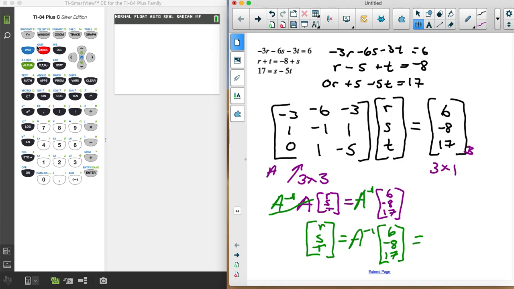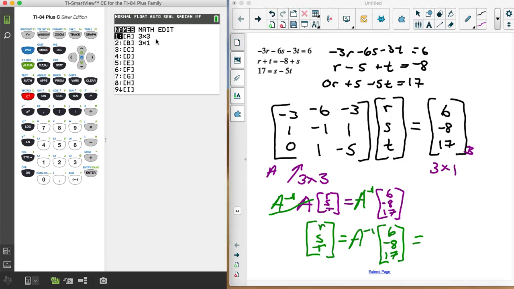And so we're going to go back to our matrix. We're going to hit second matrix. Now I want to work with matrix A first. I'm going to hit enter. I want to get the inverse of the matrix, so I do not hit second. I'm going to hit inverse, so it's x to the negative 1. And so this is telling me to find the inverse of A. And I'm going to multiply that now by the second matrix, which is B. Enter.